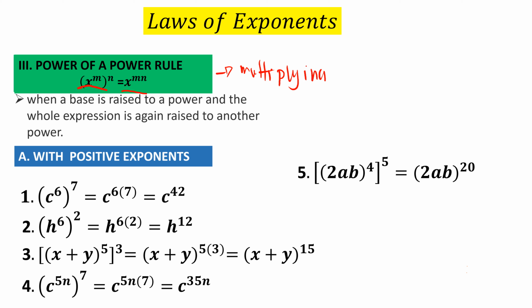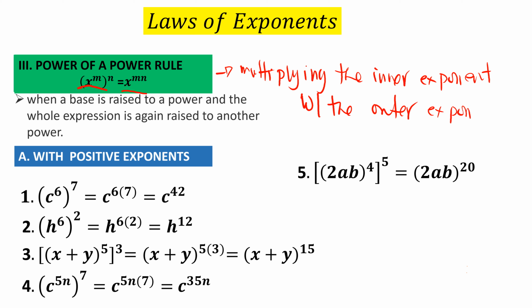Multiplying the inner exponent with the outer exponent. Okay, so let us have several examples. We have (c^6)^7, and of course, as the law says, we need to multiply the inner, which is 6, times the outer, which is 7. So it is now giving you a product of c to the power of 42.